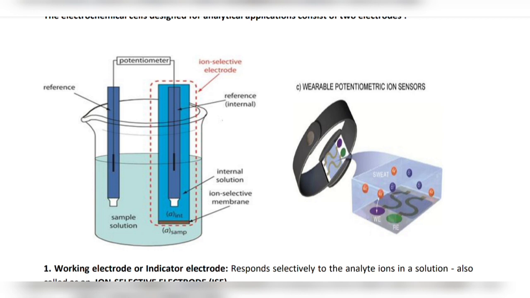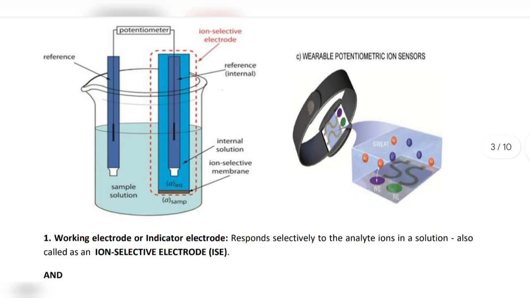See this figure. The left side is the reference electrode, and the right side, the whole system, is called the working electrode or indicator electrode. Here the indicator electrode responds selectively to the analyte ions in a solution. This indicator electrode is called the ion selective electrode. The whole part is called the ion selective electrode. That electrode on the right side is called the working electrode or indicator electrode. In potentiometric sensors, this electrode is specifically called the ion selective electrode.